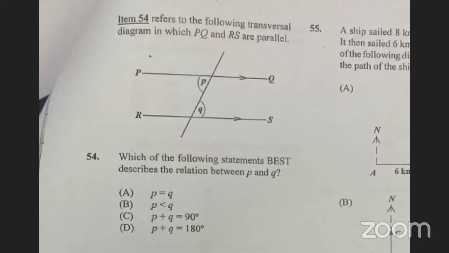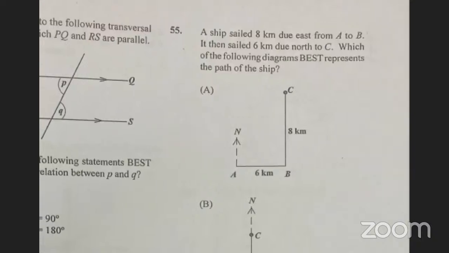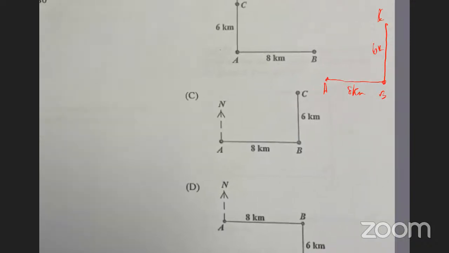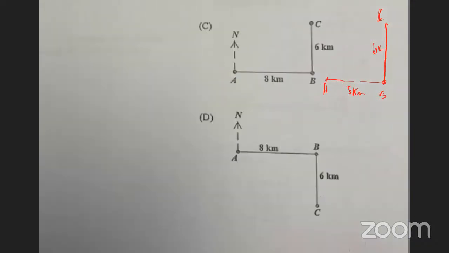Next, P and Q equal, right? The absolute relationship, P and Q equal. So a ship sailed 8 kilometers due east, right? So you have a ship, it's starting at A, and it went 8 kilometers due east to B. It then sails 6 kilometers due north to C. Let me see which one is that now.